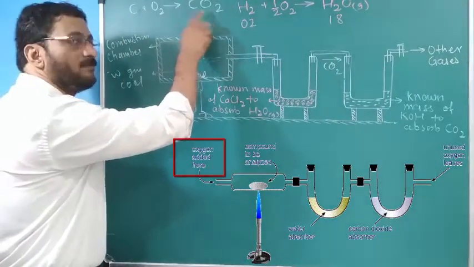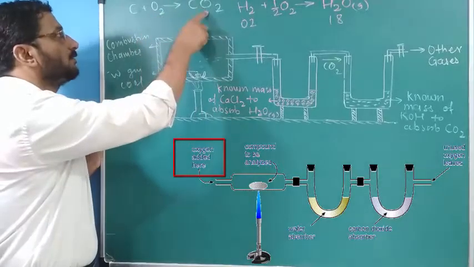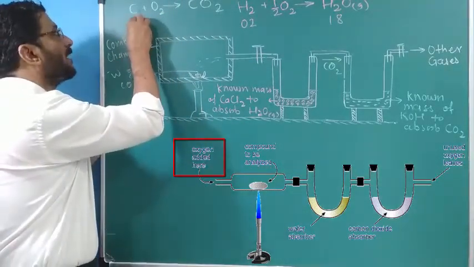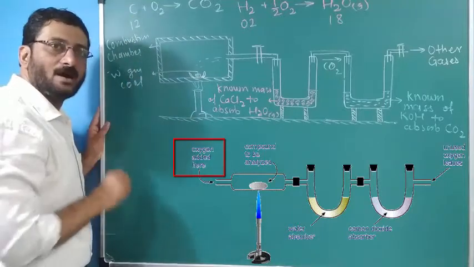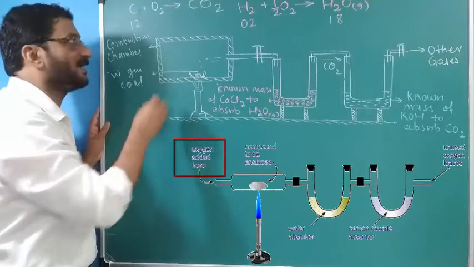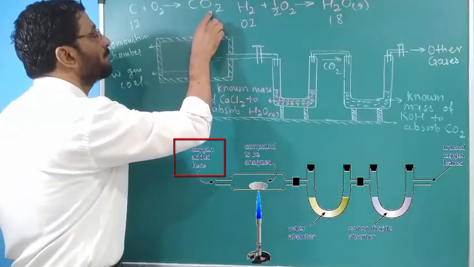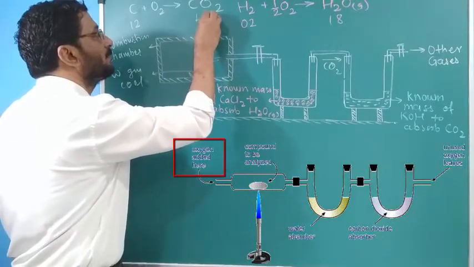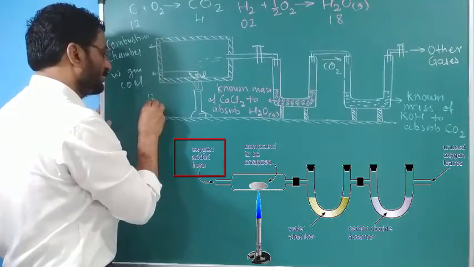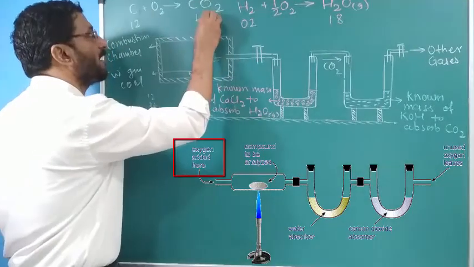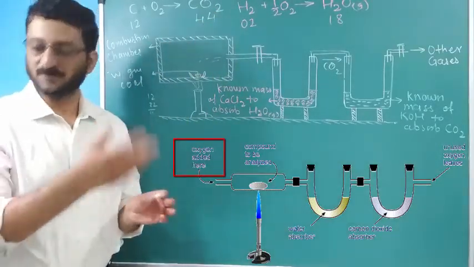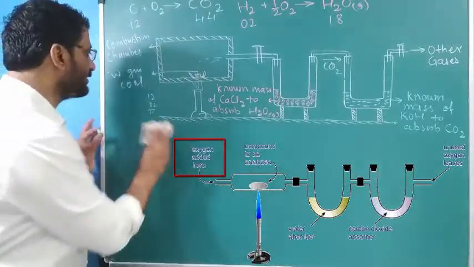How is CO2 formed? C plus O2 will form CO2. Oxidation gives carbon dioxide. How do we read the reaction? 12 parts, say 12 milligrams of carbon, if present, will form 12 plus 16 plus 16, that is 12 plus 32, that is 44 parts by mass of CO2. Okay, 12 parts will form 44 parts, right?